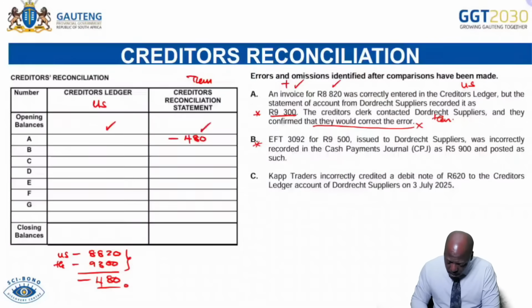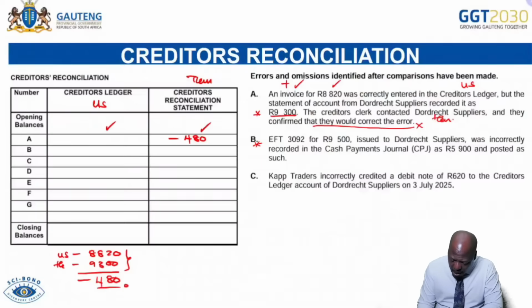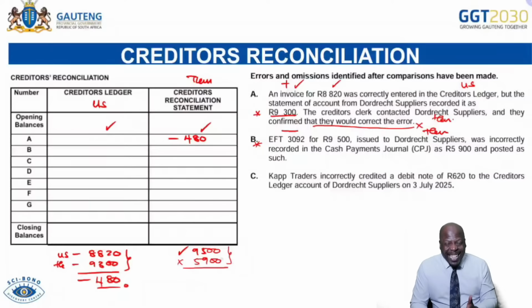B then says, EFT 3092. What sign is an EFT? Is it a plus or a minus? An EFT decreases. Remember what we did earlier on? An EFT is a minus. So we say an amount with a minus for 9.5, which we issued to them, was incorrectly recorded in the CPJ as 5.9 and posted as such. So the correct amount is 9.5. What happened is we recorded an incorrect amount, which is 5.9. By the way, I lost my calculator, and the difference between these two becomes 3.6.